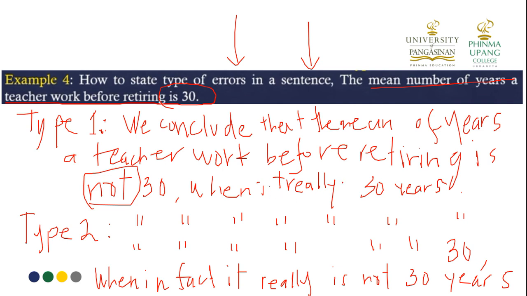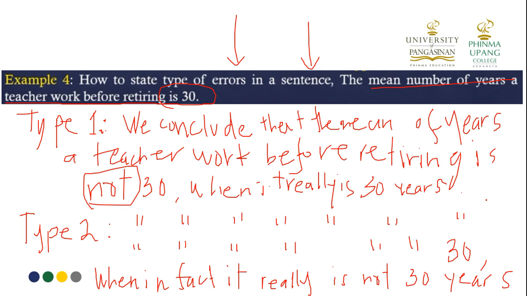When it really is, yan, wrong grammar tayo. When really is 30 years pa. Then, we conclude that the mean of years a teacher worked before retiring is 30, when in fact, it really is not 30 years. So, yung type 2 natin, tinanggap mo kahit mali or sa umpisa pa lang, alam mong mali pero ginawa mo pa rin. Ang hirap nito sa exam.